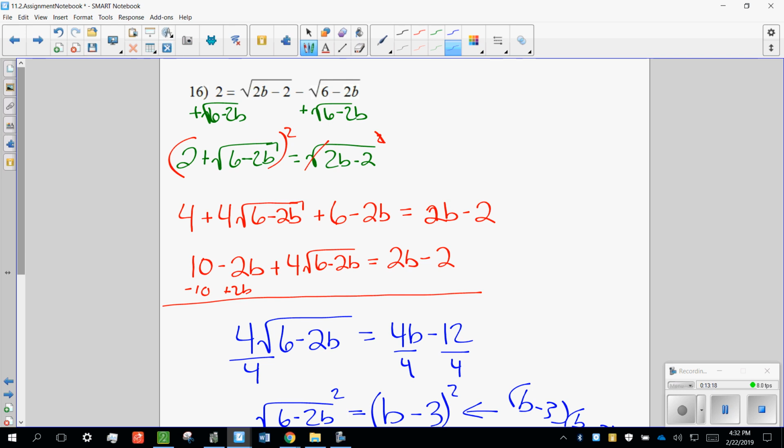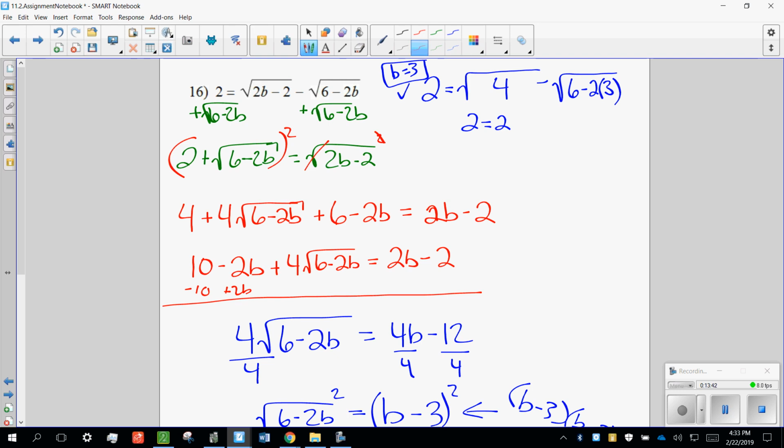B equals 3. 2 equals the square root of, 2 times 3 is 6, 6 minus 2 is 4, minus the square root of 6 minus 2 times 3, that's just 0, so that's 2 equals 2. So b does equal 3. That's a solution. Now let's check the other one.